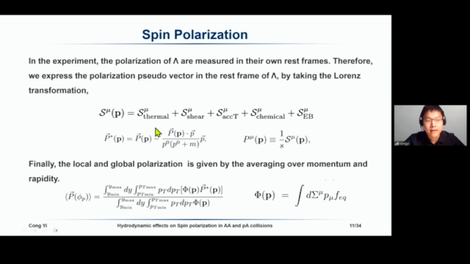After the evolution, we can get the hydrodynamic gradient information at the freeze-out hypersurface, and then we can use the Cooper-Frye formula to calculate the spin polarization induced by the different source terms. In order to compare with the experimental data, we further transfer the spin polarization to the lambda's rest frame. Finally, the local spin polarization is given by the average over the transverse momentum and the rapidity. If we further integrate over the azimuthal angle, we can get the global spin polarization.